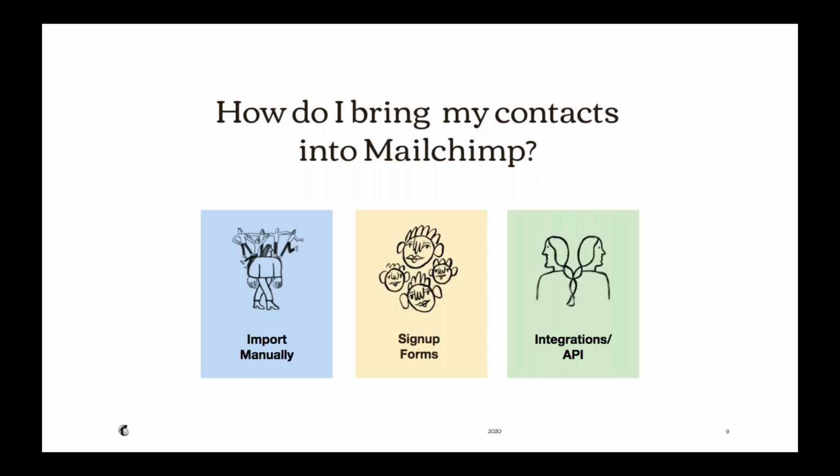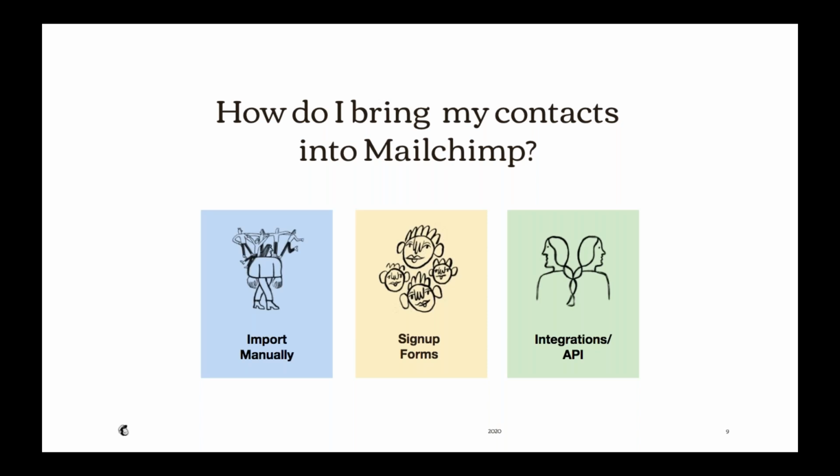The second option is to collect contacts via a sign-up form. In Mailchimp, you can create and share a sign-up form, and people can sign up to receive updates from you. You'll often see sign-up forms on a website, but you can also share them to attract new subscribers on social or through any other channels. And we're not going to cover sign-up forms in much detail today, but for now, keep in mind they're a great way to add new contacts to your Mailchimp audience.